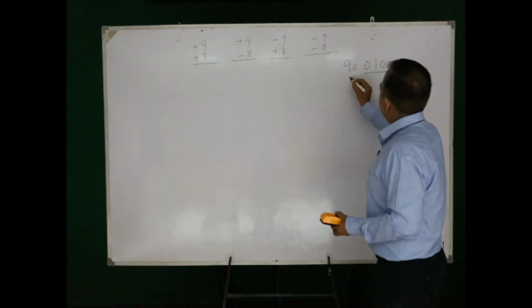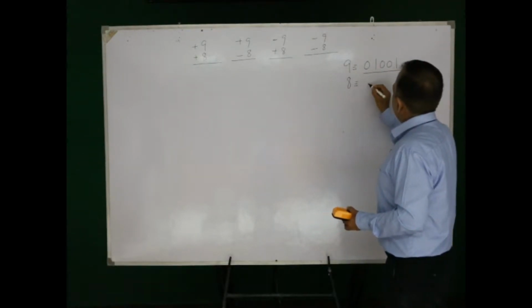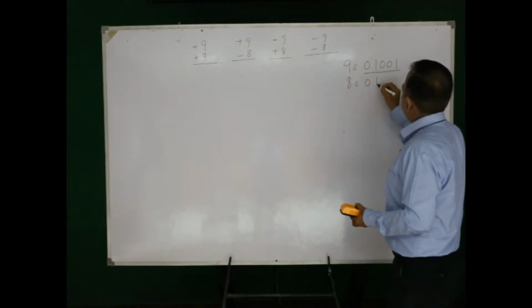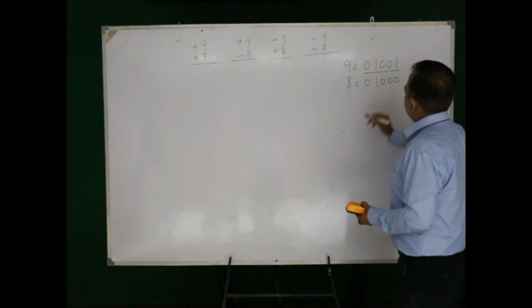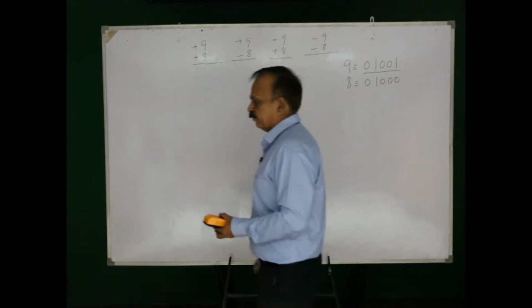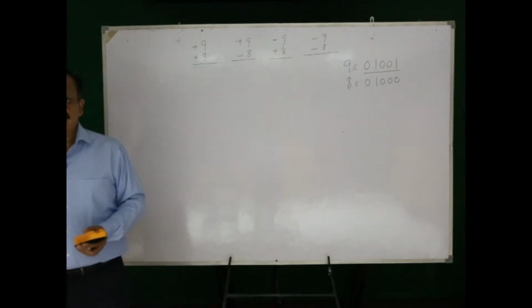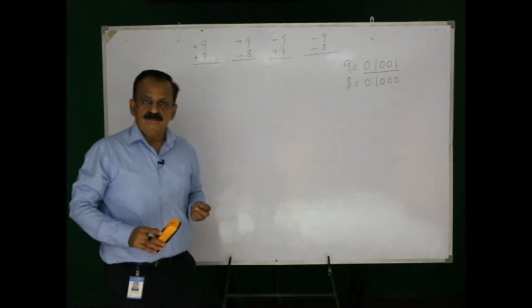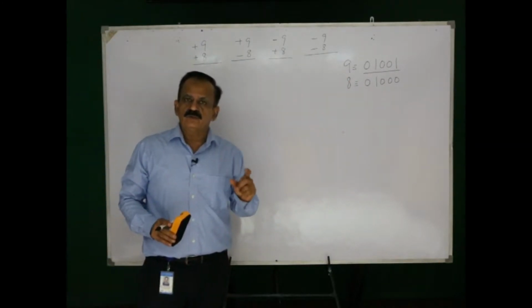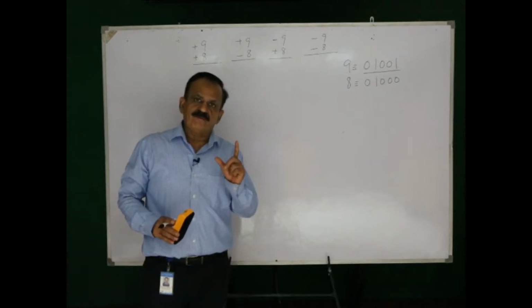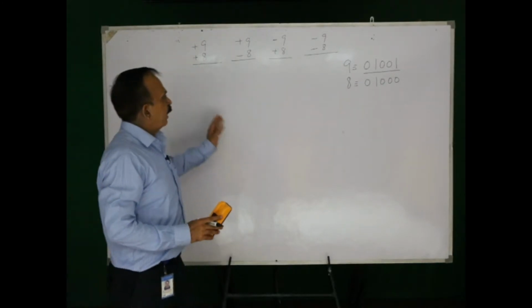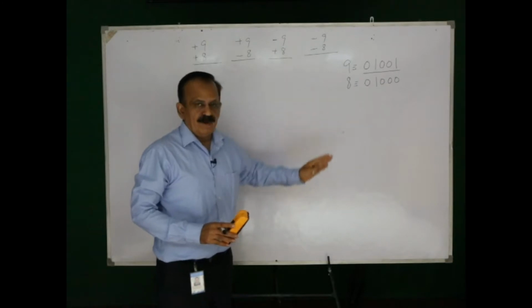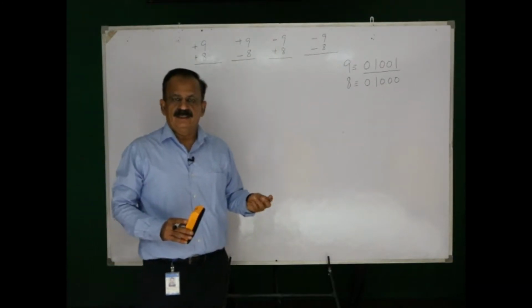The next number I will be using is 8, and this is the binary representation of 8, right? Now I want to perform these operations. Again my stress is that the 1's and 2's complement are taken only for the negative number. I want to perform these operations by using the 1's complement method.